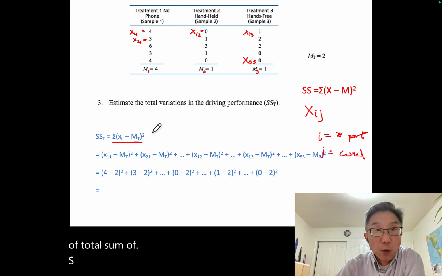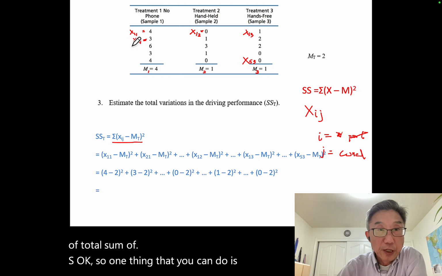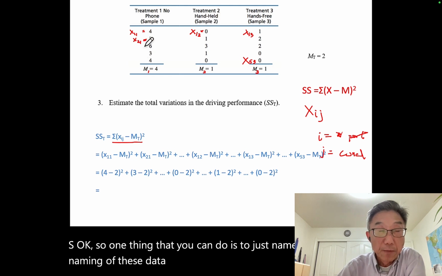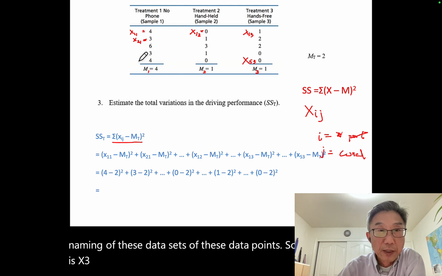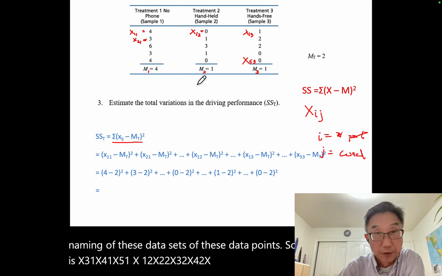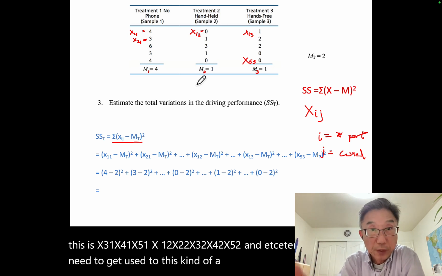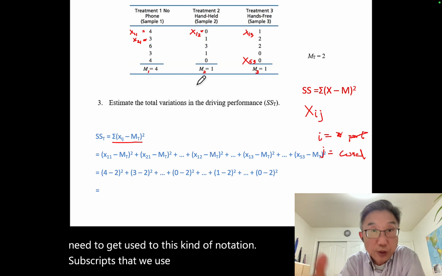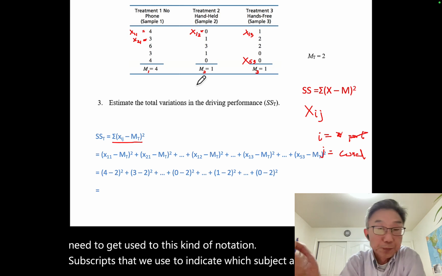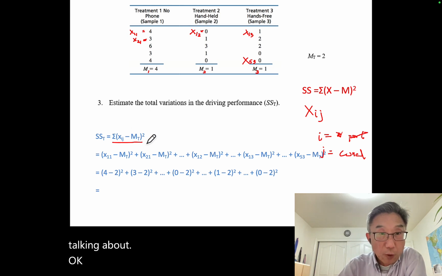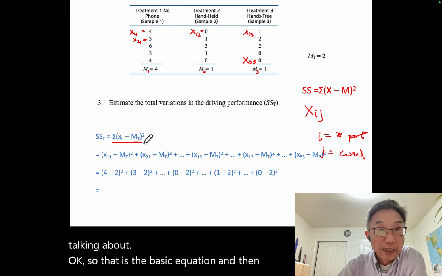Okay, so one thing that you can do is to just finish the naming of these data points. So for example, this is x31, x41, x51, x12, x22, x32, x42, x52, and etc. You need to get used to this kind of notation, subscripts that we use to indicate which subject we're talking about. Okay, so that is the basic equation, and then we just expand this equation.